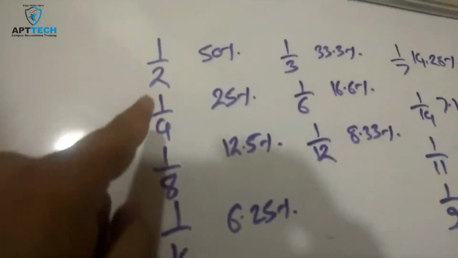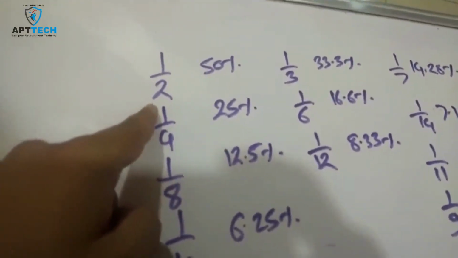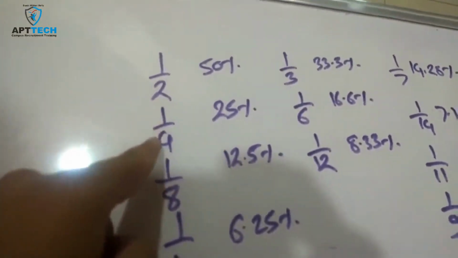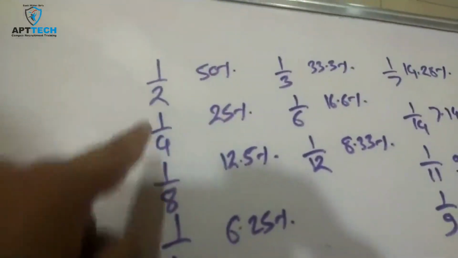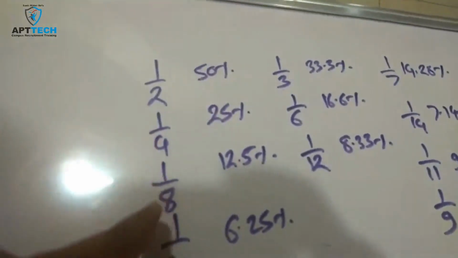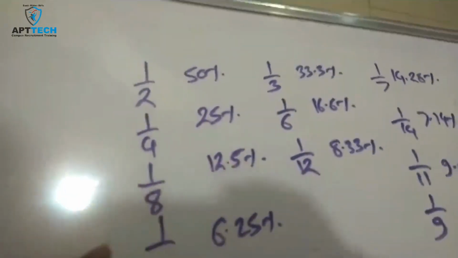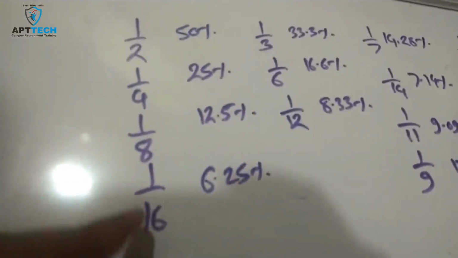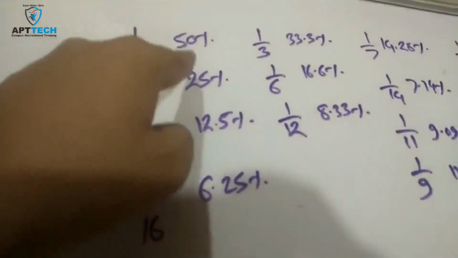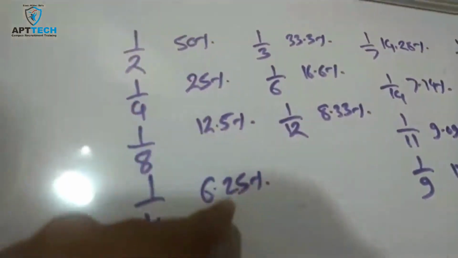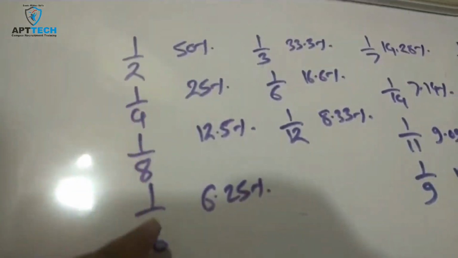So in summary, the first chronological order would be 1 by 2 and its family. 1 by 2, 1 by 4: the denominator gets doubled, the value gets half. 1 by 4, 1 by 8: again the denominator gets doubled, the value gets half. 1 by 8, 1 by 16: again half. So 50, half of that, half of that, half of that will be the propagation for 1 by 2, 1 by 4, 1 by 8, 1 by 16.